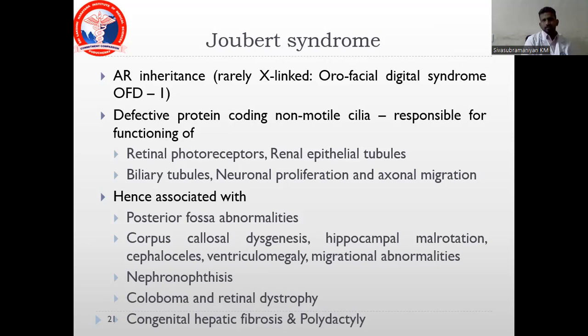As far as the renal epithelial tubules are concerned, you get nephronophthisis, and in the retina and in the eye, you get coloboma and retinal dystrophy, and in the liver, you get congenital hepatic fibrosis, and in the periphery, you get polydactyly.